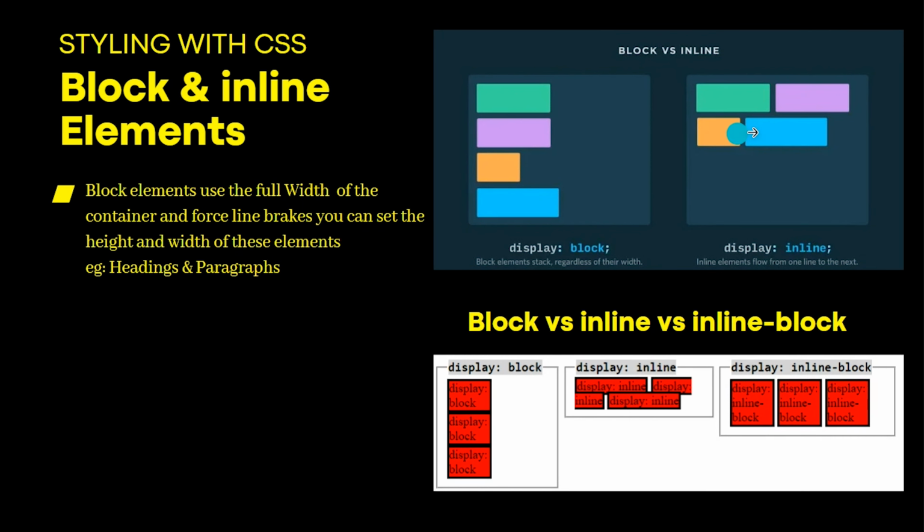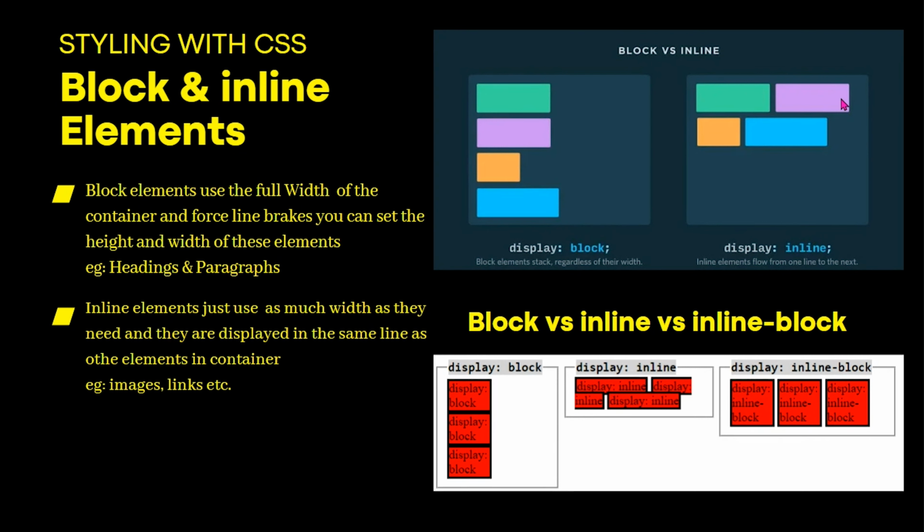The inline elements, on the other hand, just use as much width as needed and they are displayed on the same line as other elements in the container. For example, these are all inline elements, and if there is any width available next to one element, it will allow another element to share the width of this container. They don't force the other element to be pushed to the next line. Some inline elements include images, links, em elements, underline, strong element, etc.